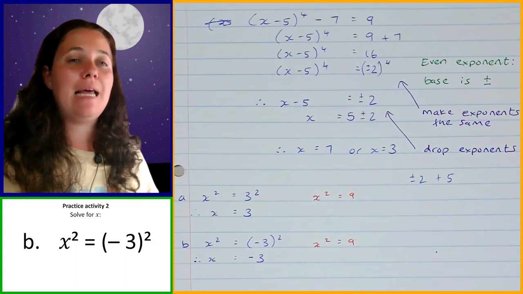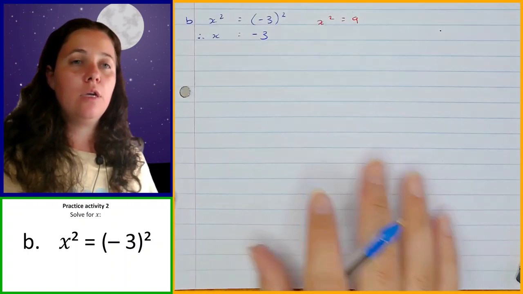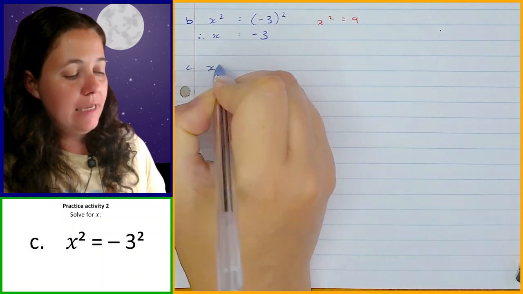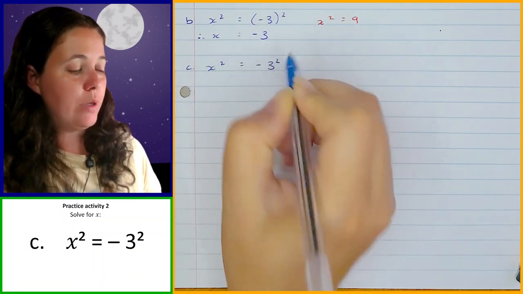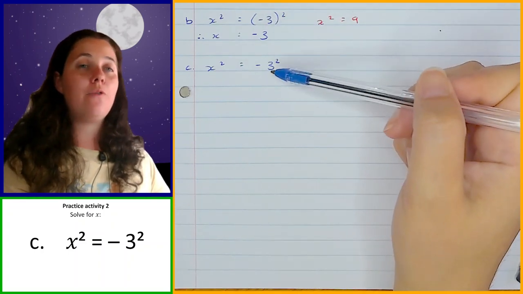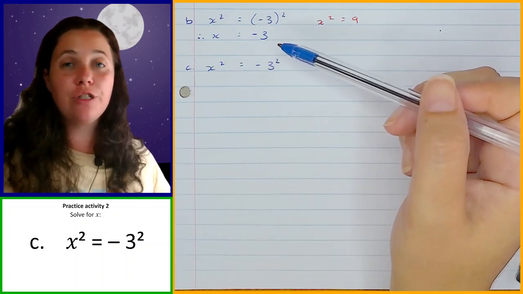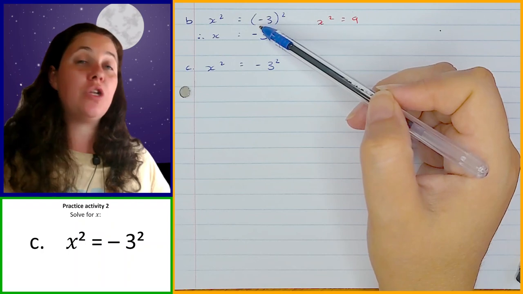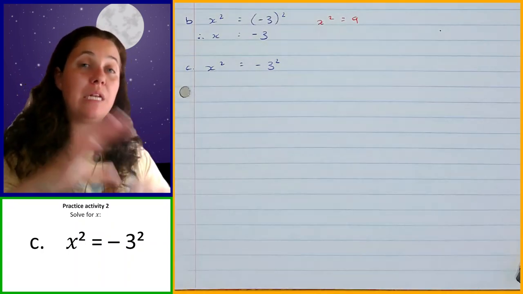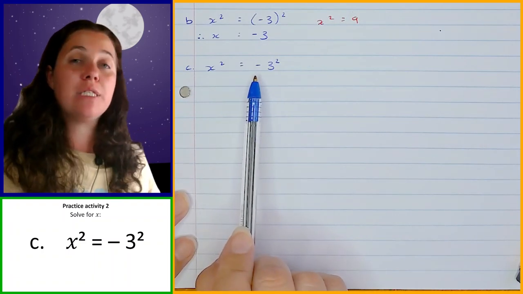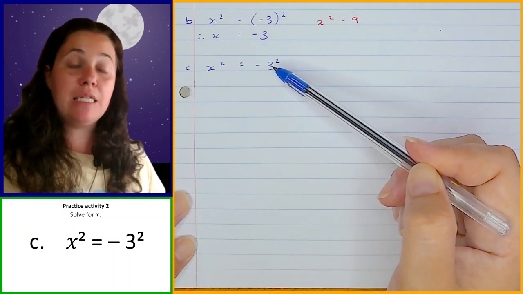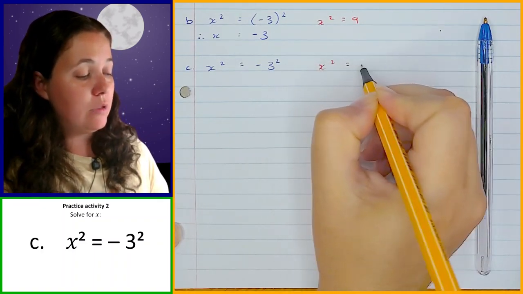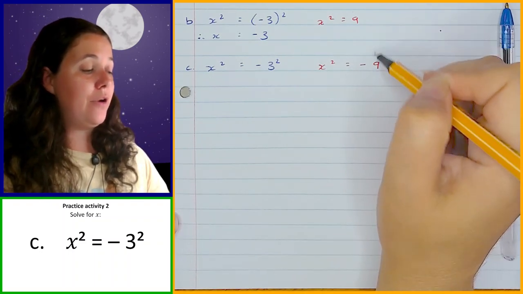Okay, so let's have a look at how that is different to question C. Question C, we've got x squared equals negative 3 squared. Now, if you look at this, they look very similar, but there is a crucial difference, and that is these brackets. The brackets over here are telling me that the square is being applied to the negative as well as the 3. The negative 3 is being squared. But over here, because there are no brackets, it is only the 3 that is being squared. So if I were to multiply it out, it would look like this: x squared equals negative 9. That is very different to that.